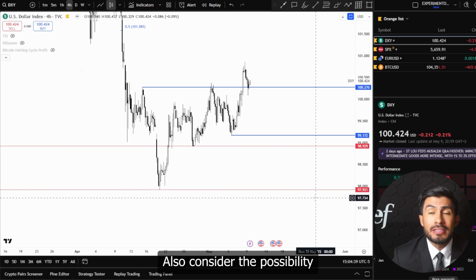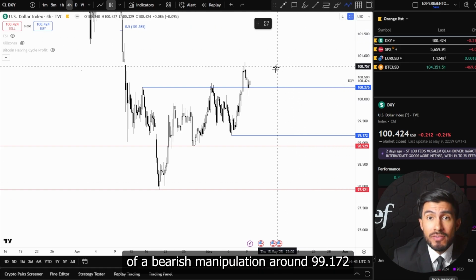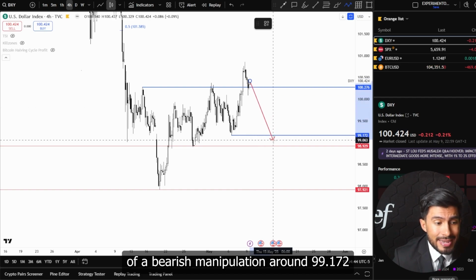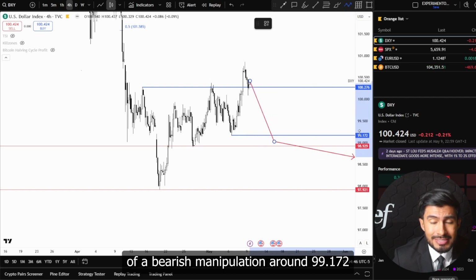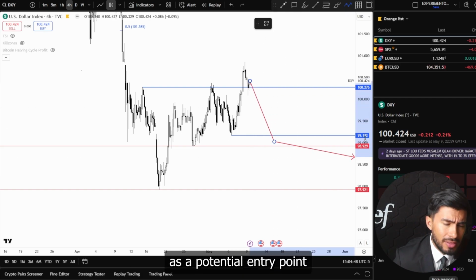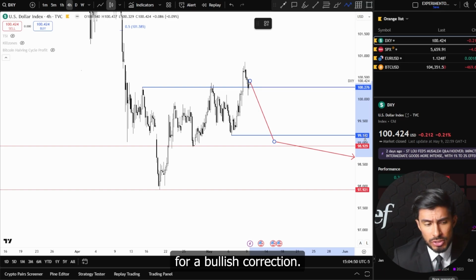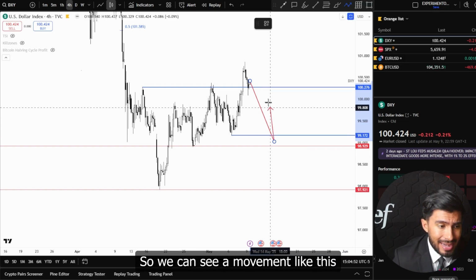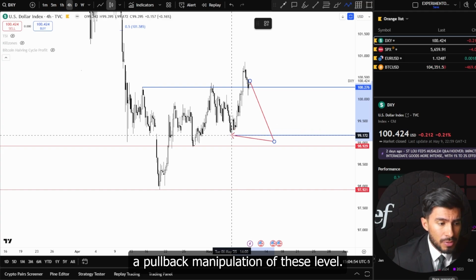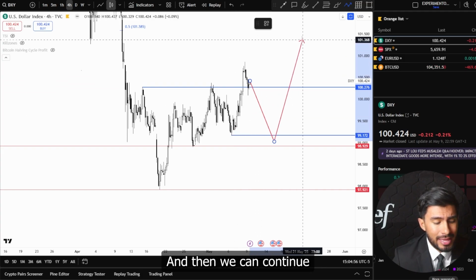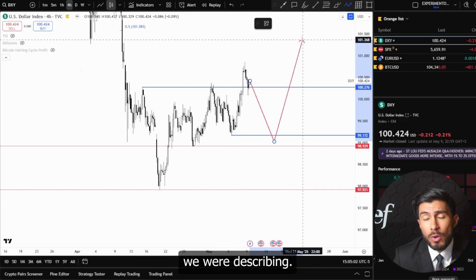Also consider the possibility of a bearish manipulation around 99.172 as a potential entry point for a bullish correction, so we can see a movement like this. A pullback, manipulation of this level, and then we can continue with this upward trend we were describing.